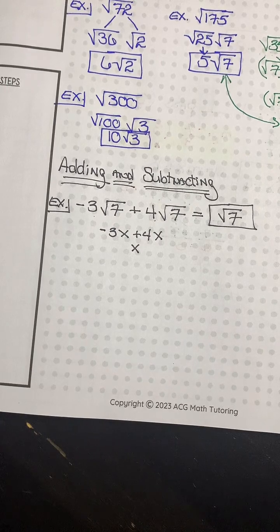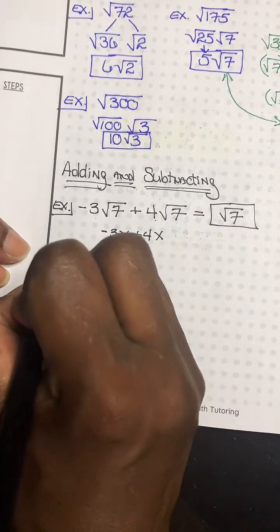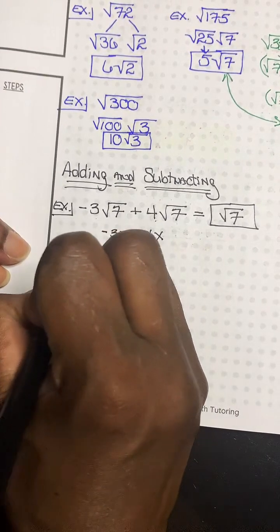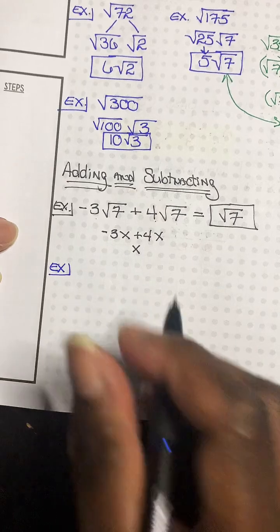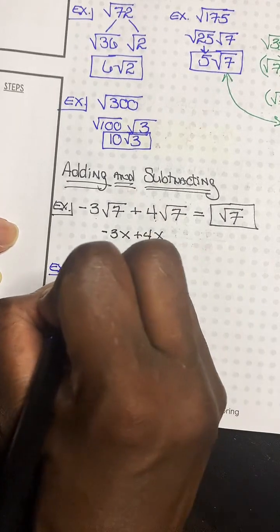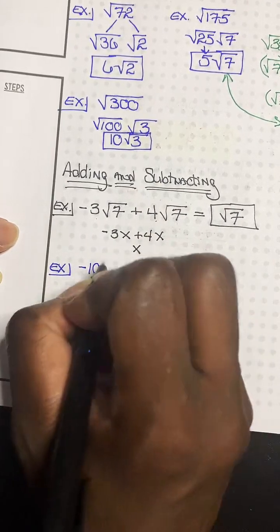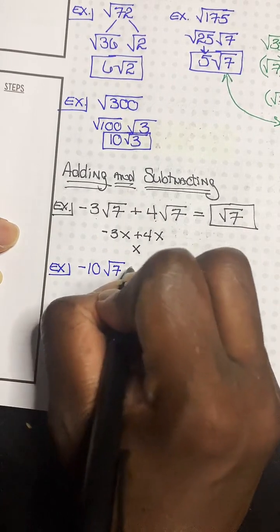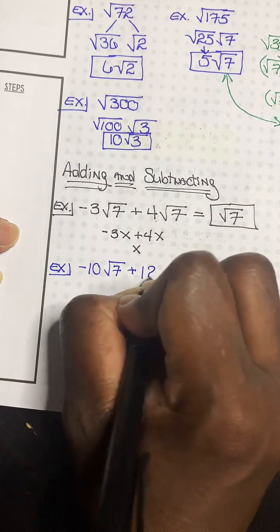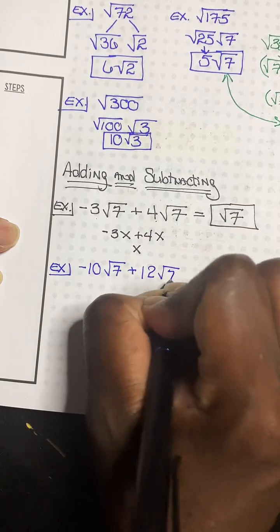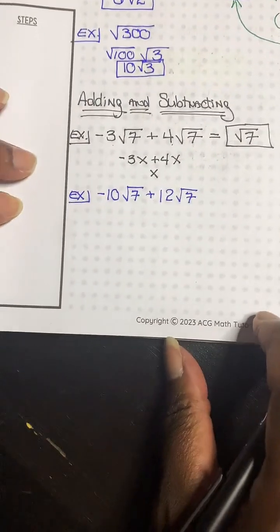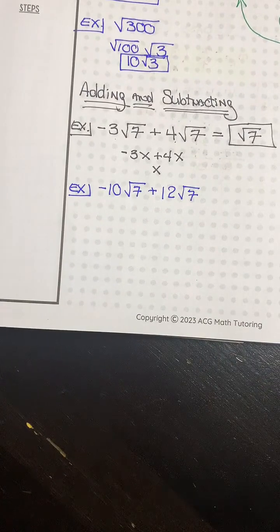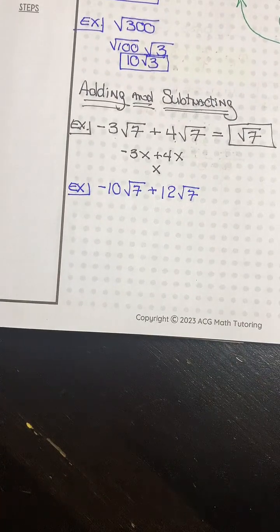All right, let's try another one. Let me see if I can get most of the addition ones out. So I have -10 square root of 7 plus 12 square root of 7. I'm obsessed with the square root of 7, I'm hoping for some good luck. What is my answer? Put it in the chat. Put you guys to work a little bit.